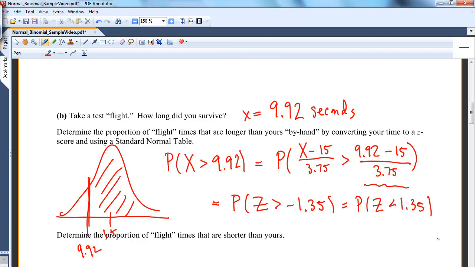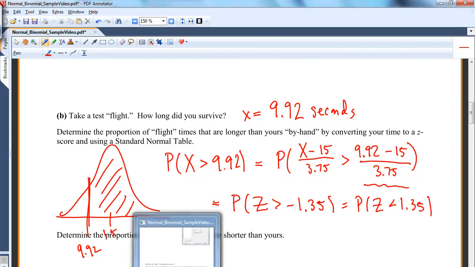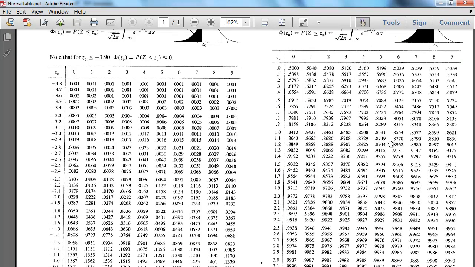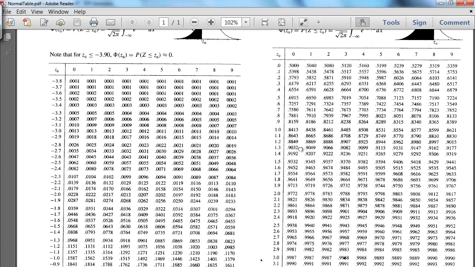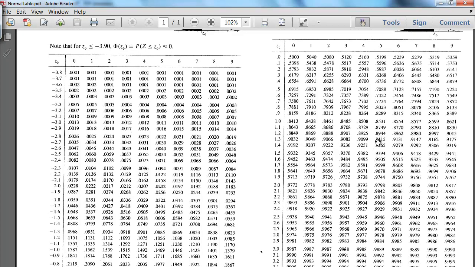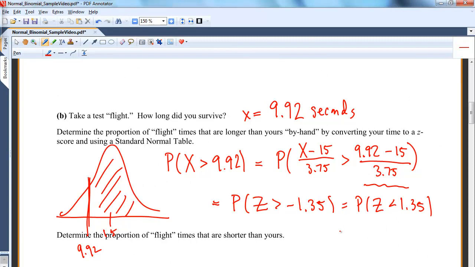So let's go over there to our normal table. I think I have that up. Yep. And so let's go down to 1.35. I forgot to pull this up as an annotator, but there's 1.3. Let's go over. 1.35 is right there, my little hand's on it. So that's 0.9115. So this probability is approximately 0.9115. Okay, so that's the proportion of people that have flight times that are better than mine.